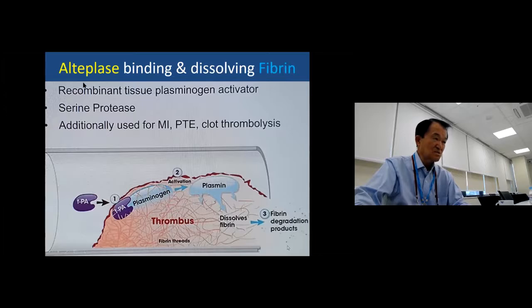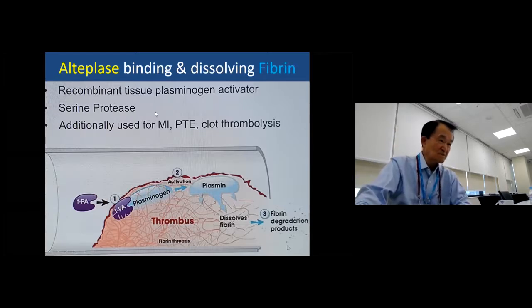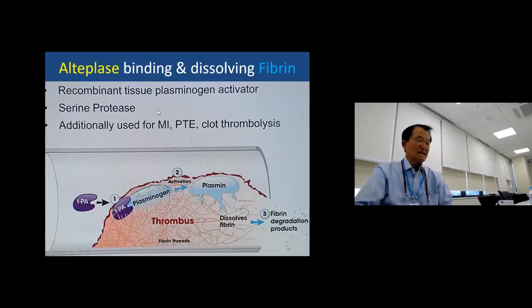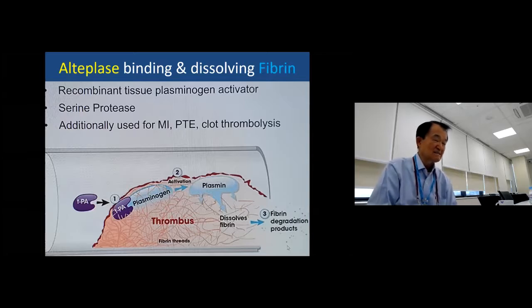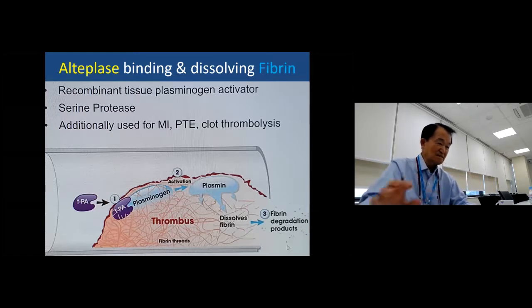But this, we have to use this one in the acute stage. Acute means usually within 4-6 hours. So this drug is a recombinant tissue plasminogen activator. That's actually a protease. This enzyme sort of melts a certain membrane, and the serine protease is melting this blood clot.